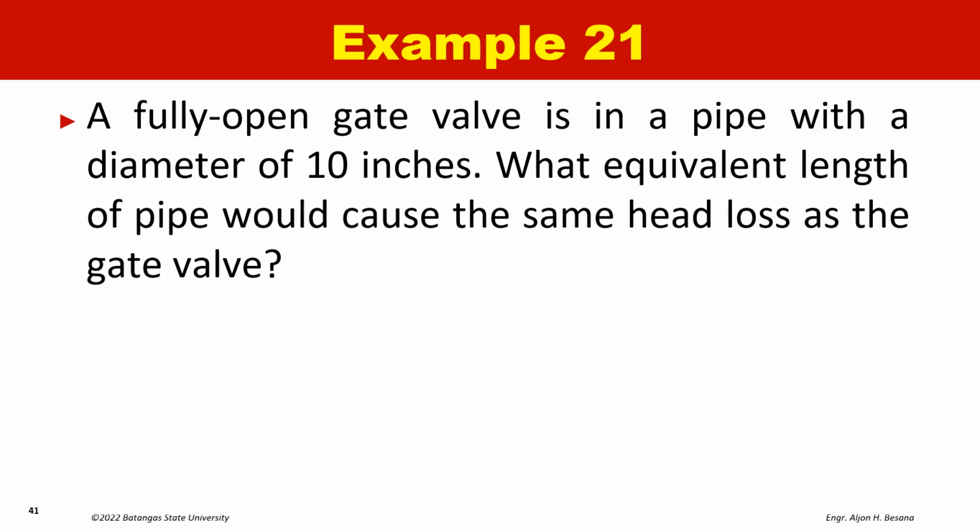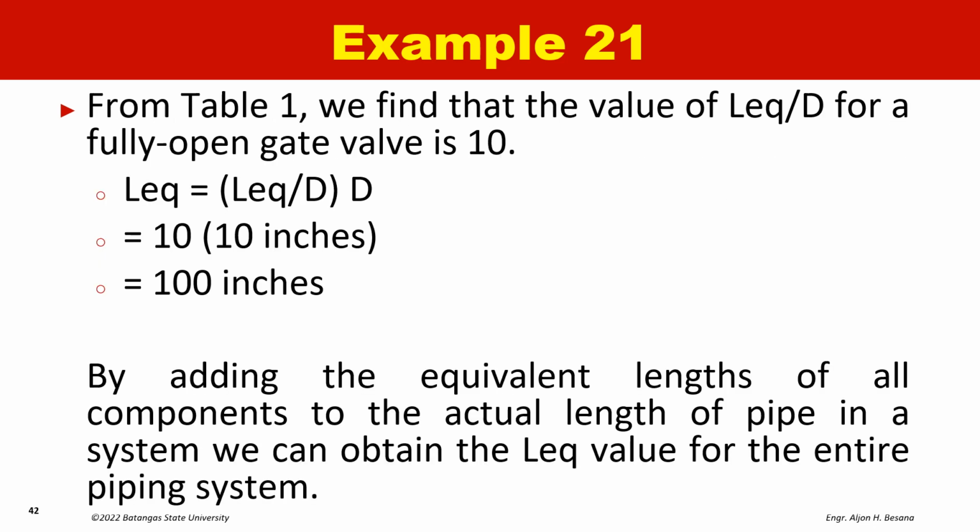A fully open gate valve is in a pipe with a diameter of 10 inches. What equivalent length of pipe would cause the same head loss as the gate valve? So, from the table earlier, we find that the value of LEQ over D for a fully open gate valve is 10. So LEQ is equal to LEQ over D multiplied by D, then 10 multiplied by 10 inches is equal to 100 inches. So that's our equivalent length.